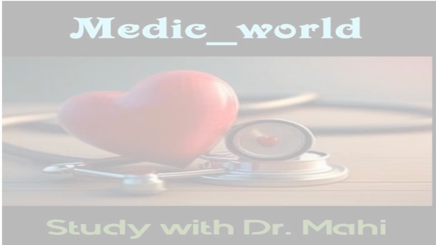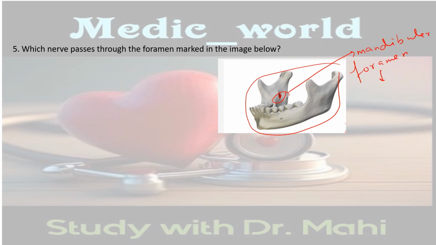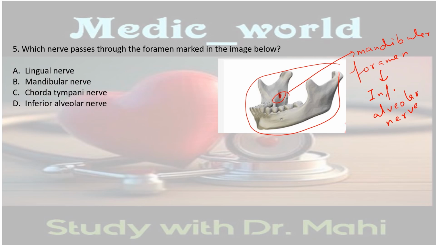Now the next question. Which nerve passes through the foramen marked in the image below? First of all, we have to identify the foramen. This is the mandibular bone, the mandible, and the foramen which is marked is the mandibular foramen. And the nerve which passes through this foramen is the inferior alveolar nerve. We have to find this nerve in the options given. Lingual nerve, no. Mandibular nerve, no. Chorda tympani nerve, no. The answer is D, that is inferior alveolar nerve.